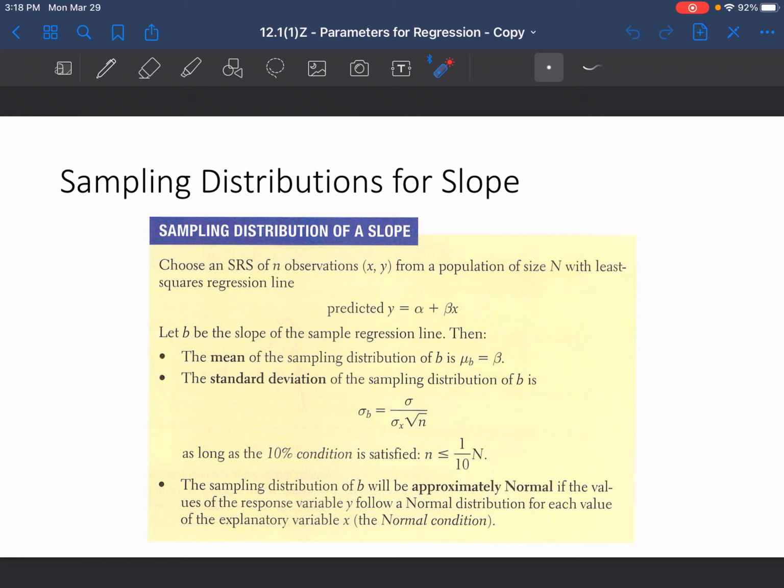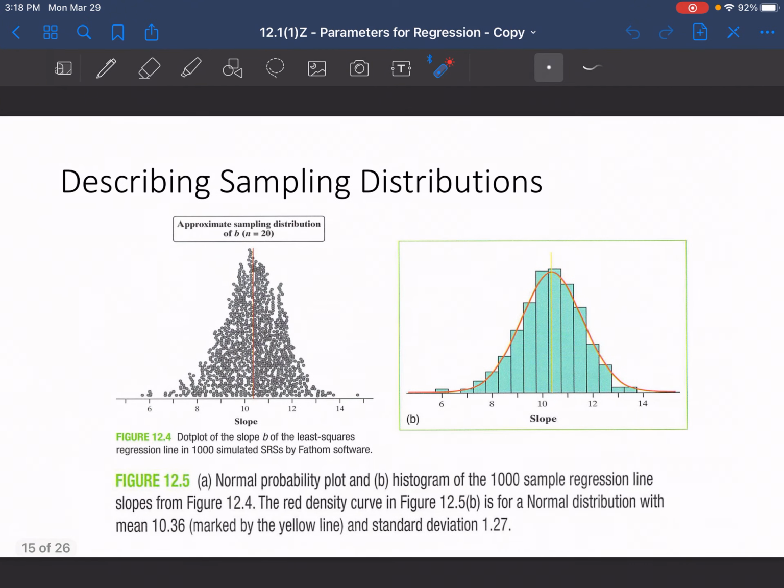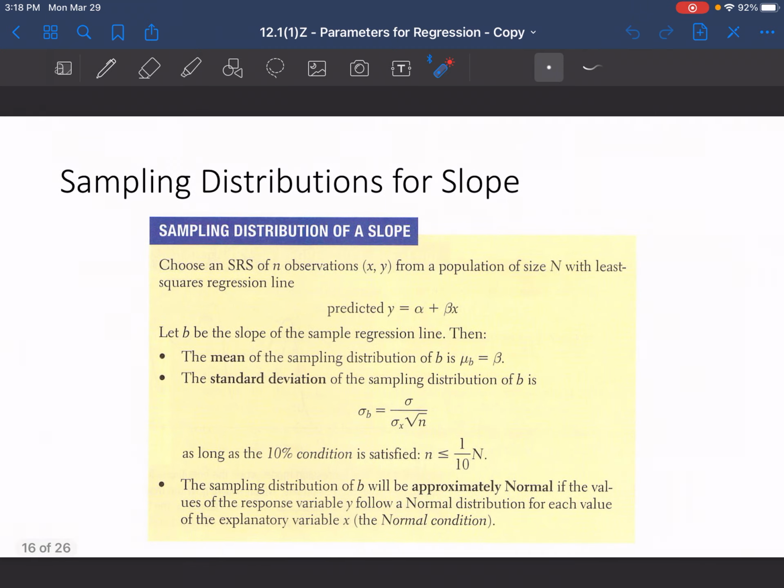And then when you're describing the shape of this distribution, the sampling distribution of B will be approximately normal if the values of the response variable y follow a normal distribution for each value of the explanatory variable x. And what that means basically is, if you're given a histogram like this, then you're good to go. All you've got to do is draw your little bell curve over your histogram right there, and if it kind of makes a normal shape, then you're good to go.